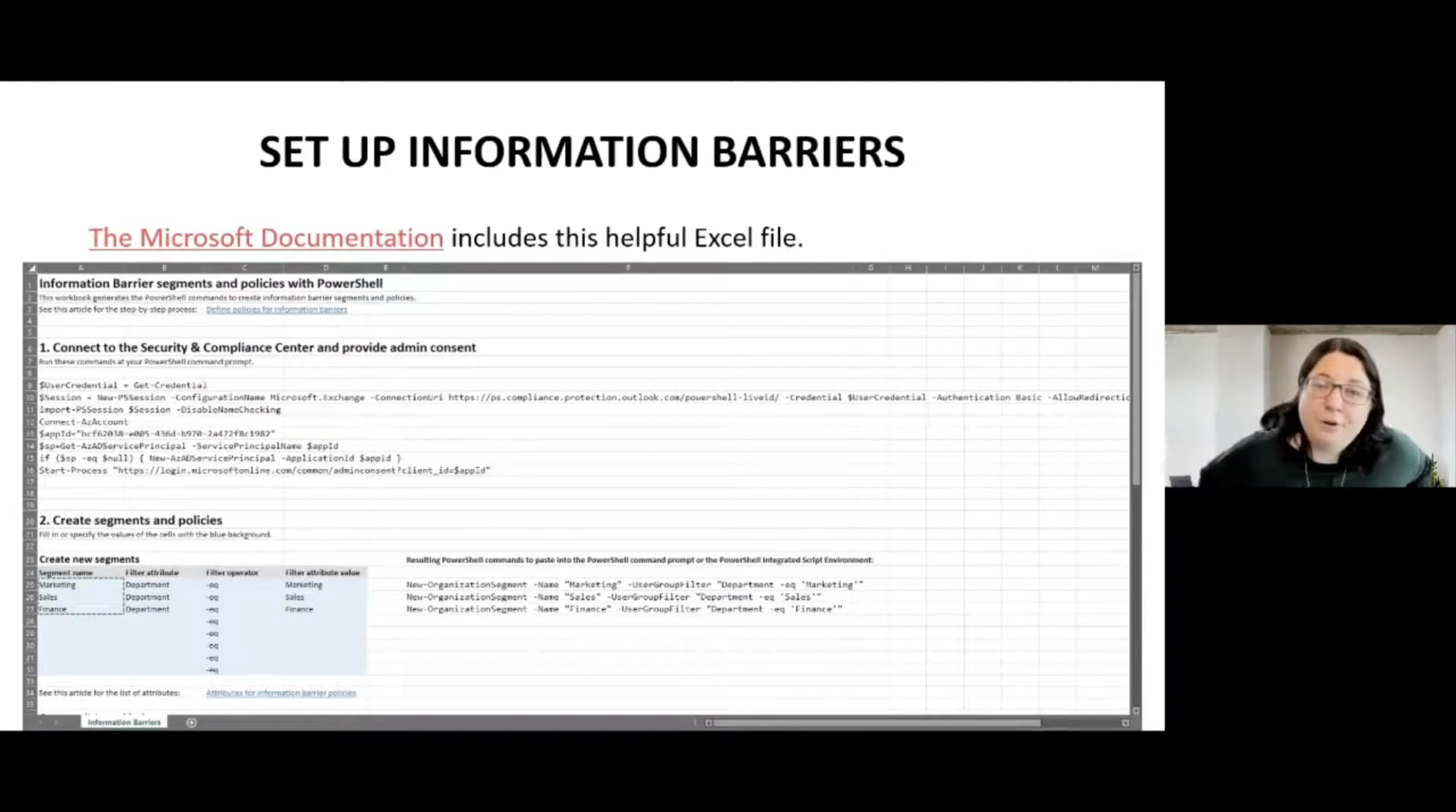Now, to set up information barriers, we do have to use PowerShell today. It's not something that's available in the user interface yet. But I do think that this Excel file that they provide in the documentation, which is linked there on the slide, is extremely helpful. I am a PowerShell novice. I would say not even 100 level, maybe 50 level PowerShell user. And I was able to use this information to set up my information barriers.